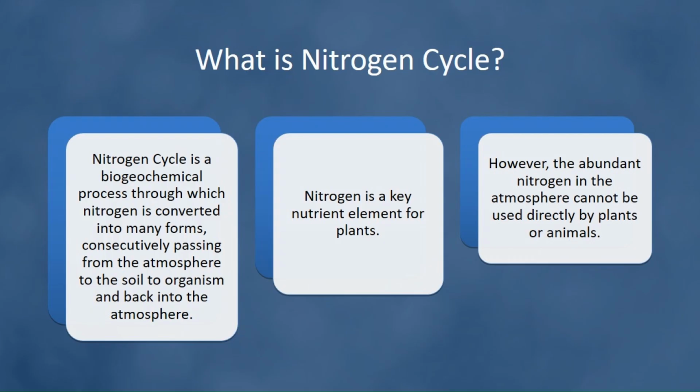What is the nitrogen cycle? The nitrogen cycle is a biogeochemical process through which nitrogen is converted into many forms, consecutively passing from the atmosphere to the soil, to the organisms and back into the atmosphere. Nitrogen is a key nutrient element for plants. However, the abundant nitrogen in the atmosphere cannot be used directly by plants or animals.